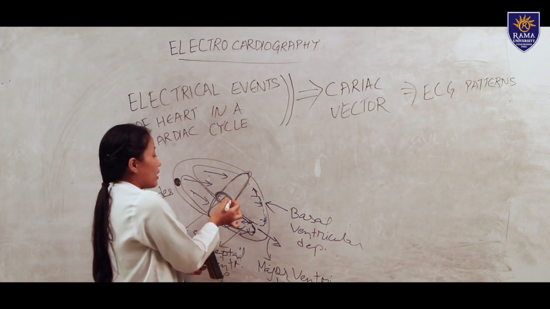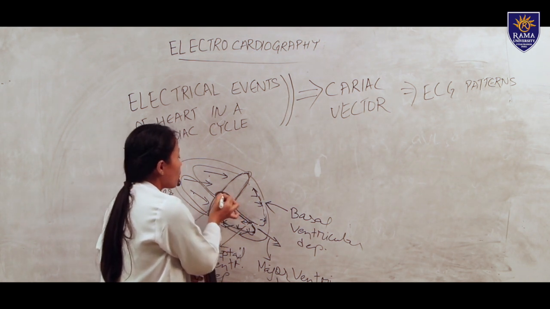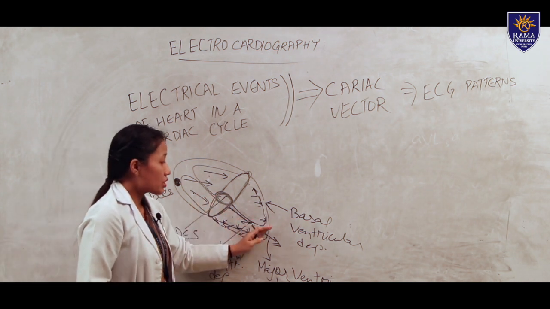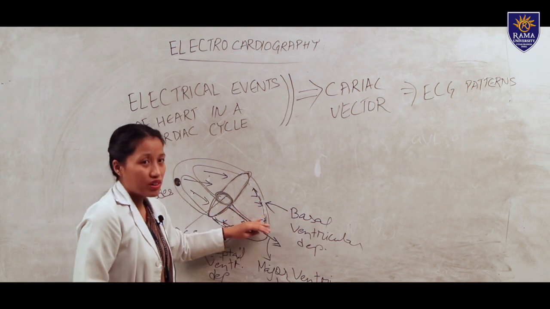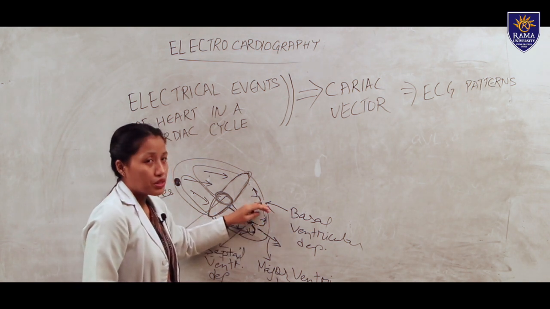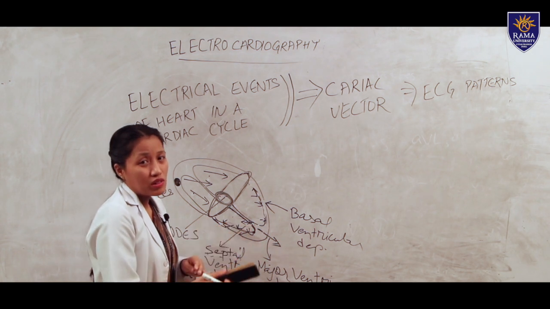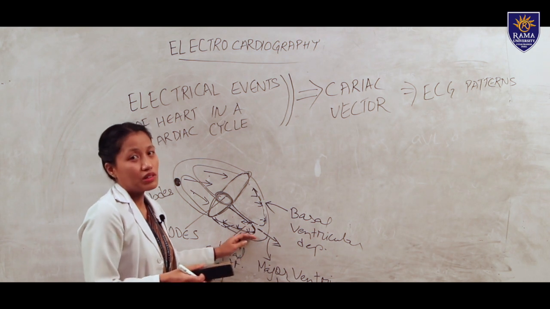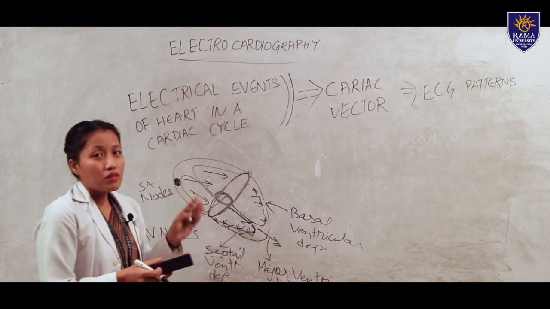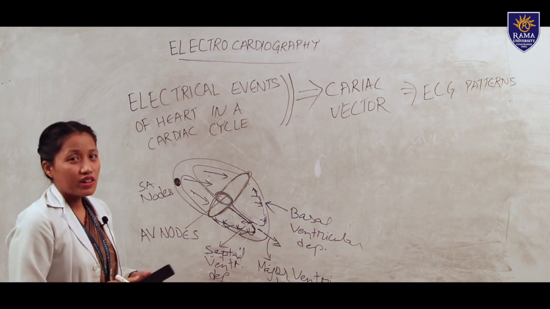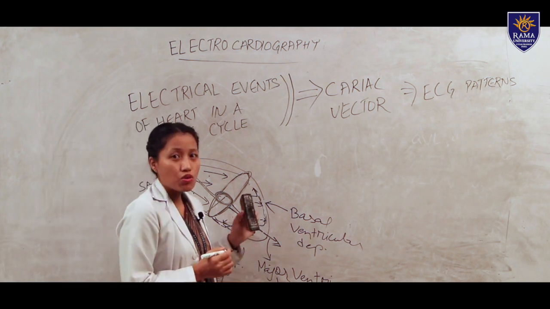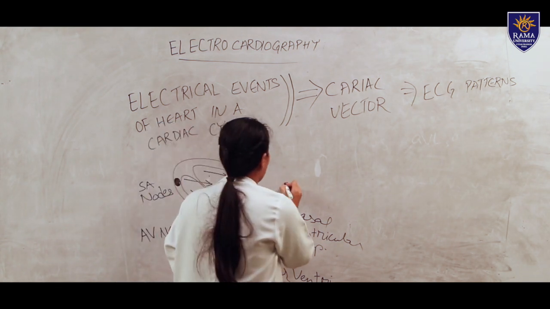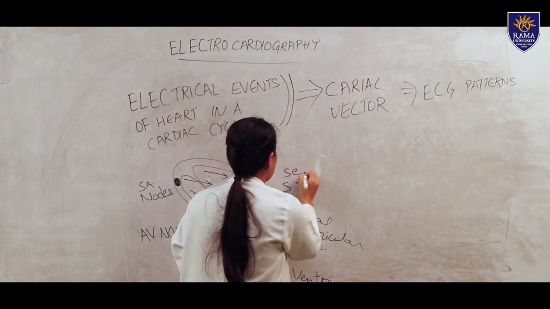Here, same as in the AV node, there is also no current or deflection. Likewise here in the ventricles, after the ventricle is completely depolarized, both the right and left parts, ventricular repolarization will start. Before completion of the depolarization, ventricular repolarization will start. Then between the ventricular depolarization and ventricular repolarization, there will be a gap. In that gap, there will be no fluctuation or deflection of the needle. That time will produce the ST segment.